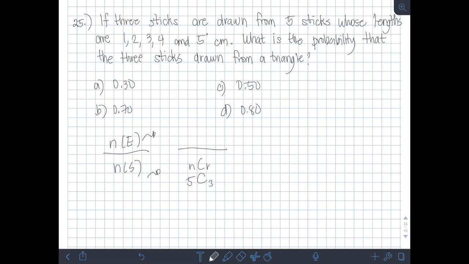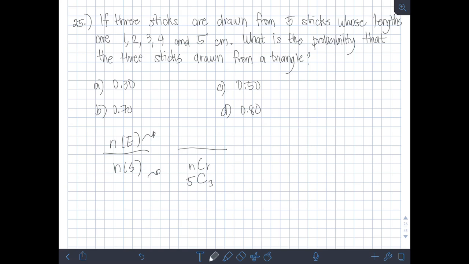So, 5C3. So, ang tanong, anong number of event natin dito sa E? Kasi yung gusto natin ay makabuo tayo ng triangle. Kasi meron tayong triangle inequality theorem, which states that the sum of the two lengths must be greater than or equal to the third length. So, kapag hindi nasunod yon, hindi tayo makakabuo ng triangle. So, ano-ano yung mga number dito kapag kinumbay natin as 3 ay makakabuo ng triangle.